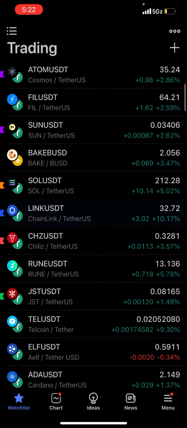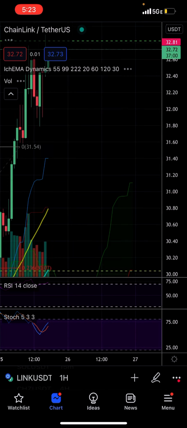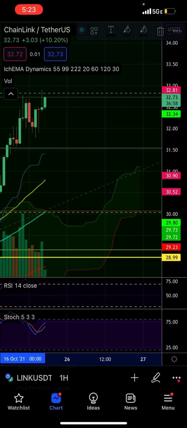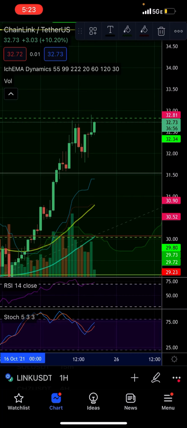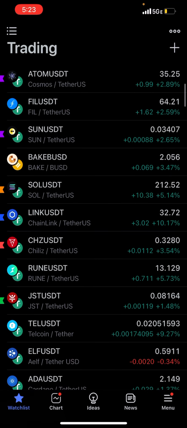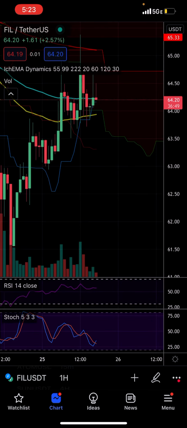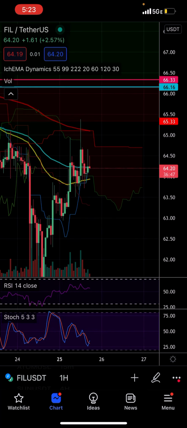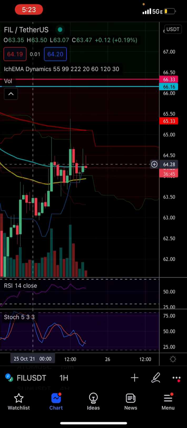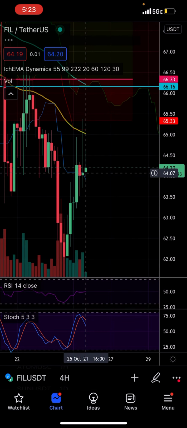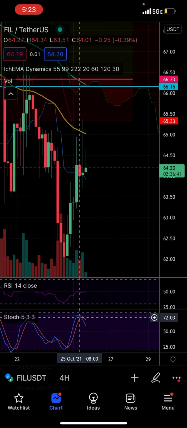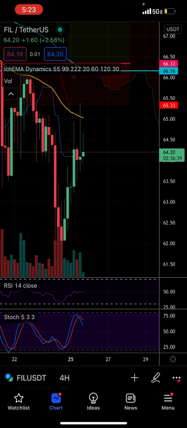Some of my other setups, Link is already bouncing based on that hourly. This one might be too late to get into a short-term play on Link. I'd probably stay out there. But some of the other setups might potentially be in a position to enter in. Like the hourly, for instance, on FIL looks really good. We have the EMAs clustered together. Let's see what the 4 hour looks like. 4 hour, same thing as Sol. It's starting to turn back down, indicating we're going to get a bigger correction here.